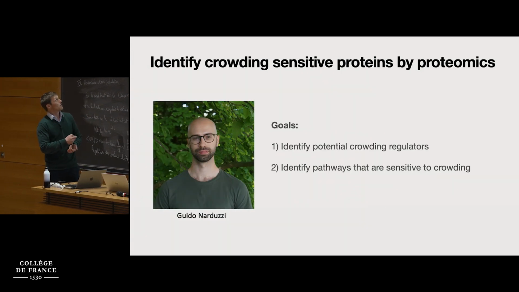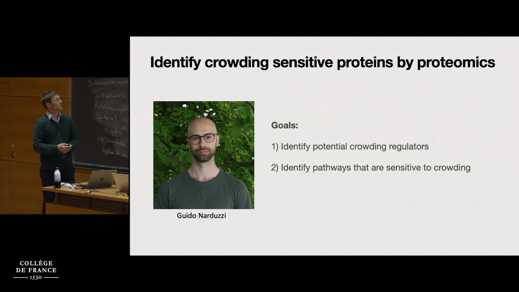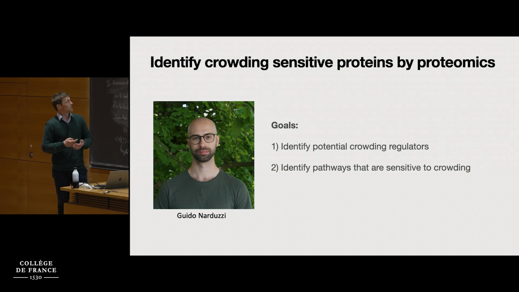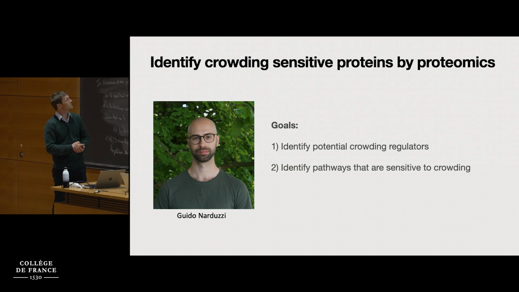And so Guido Narduzzi, who's a very talented PhD student in my lab, has taken on the task to use proteomics to identify such crowding-sensitive proteins. The goal of his project was, on one hand, to identify proteins that could act as crowding regulators and modulate crowding, but at the same time we were hoping that maybe we can also see proteins that are involved in some of these processes that we know are failing in senescent cells. And so maybe we could get a better understanding of how crowding influences these processes.